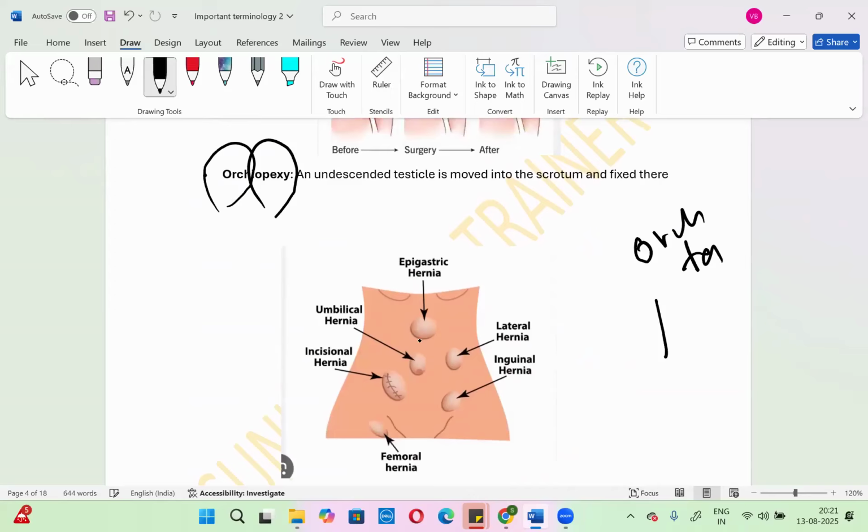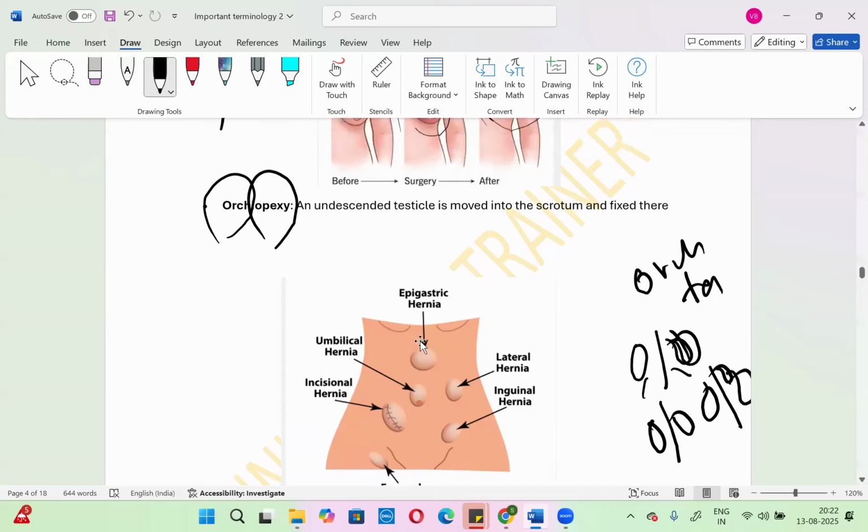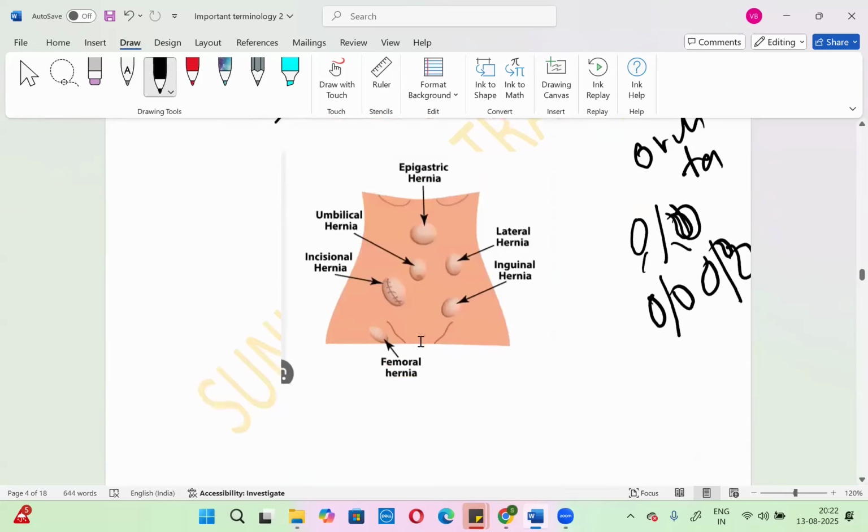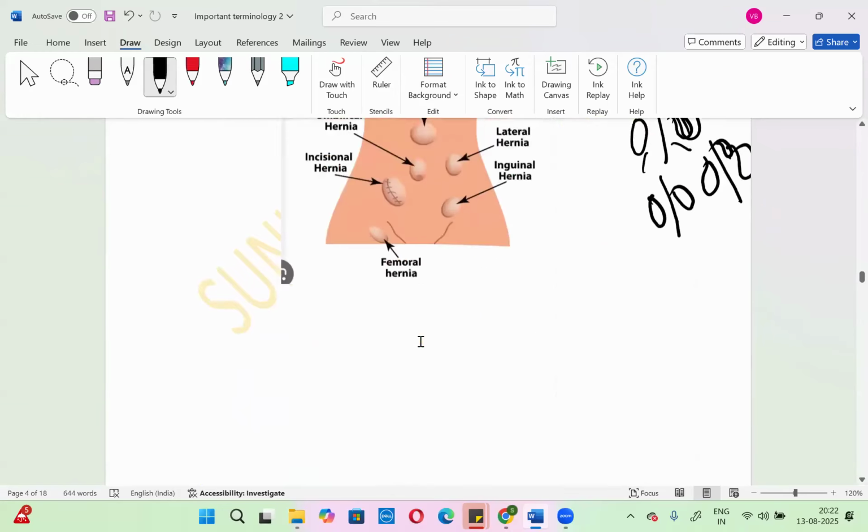Okay. Some males will have undescended testicles. Every male will have testes, but one will be undescended. That means it will not have moved down into the scrotum. Generally the testis will be like this. So undescended testis means one will be normal and the other will be inside, not in the scrotum. So to bring it back, they will fix this. Fixation they will do, which is nothing but orchiopexy. Okay. So those are the pexy terminologies.